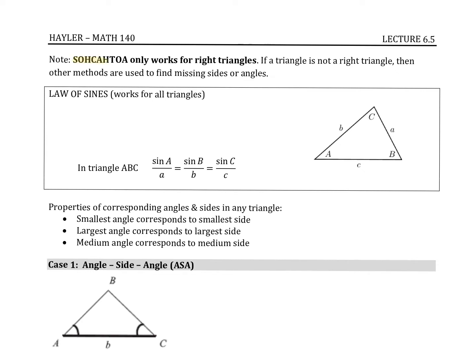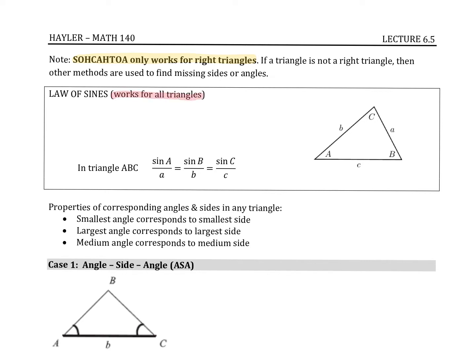We have been working with SOHCAHTOA when trying to solve for triangles. However, that only works for right triangles. When one of the angles in the triangle is 90 degrees, then we can use SOHCAHTOA. But we do run into triangles that are not right triangles. If it is not a right triangle, then we have to use other methods to find the missing sides or angles. This is where the law of sines comes into play, and it works for all triangles.